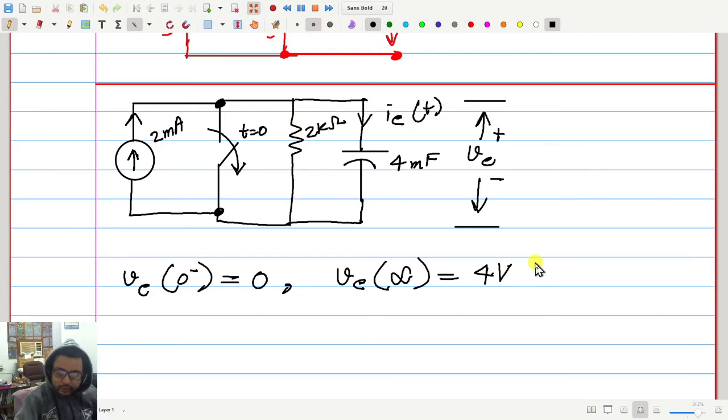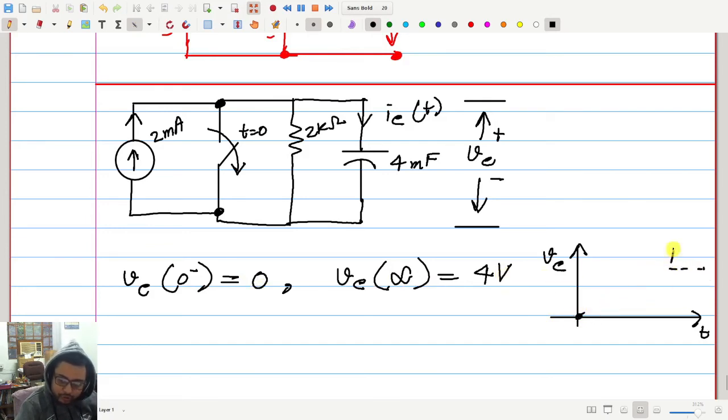If so, then we can possibly draw the graph of time versus VC. How will it look? It starts from 0 and goes to 4 volt, and it will be exponential. Then the question is, what will be the expression of this graph?